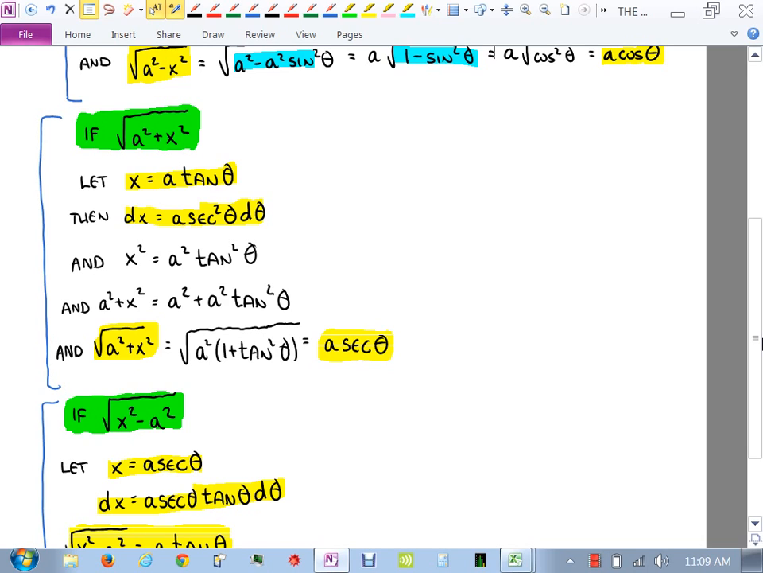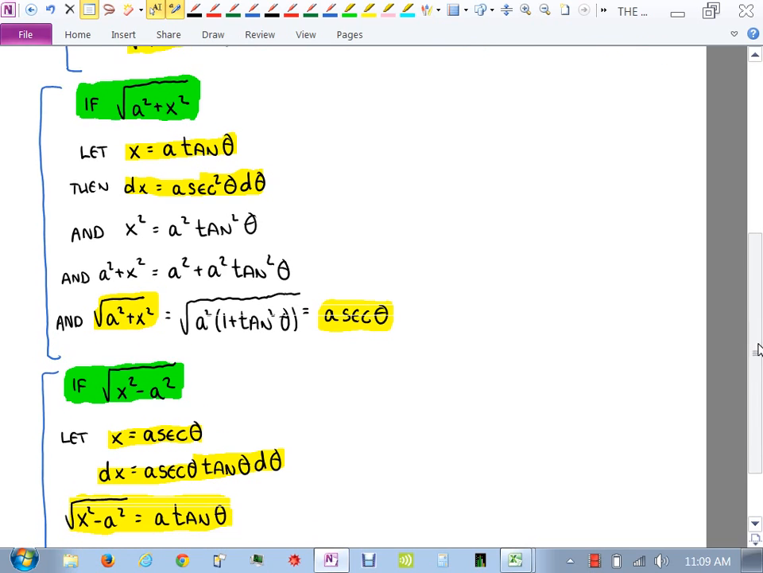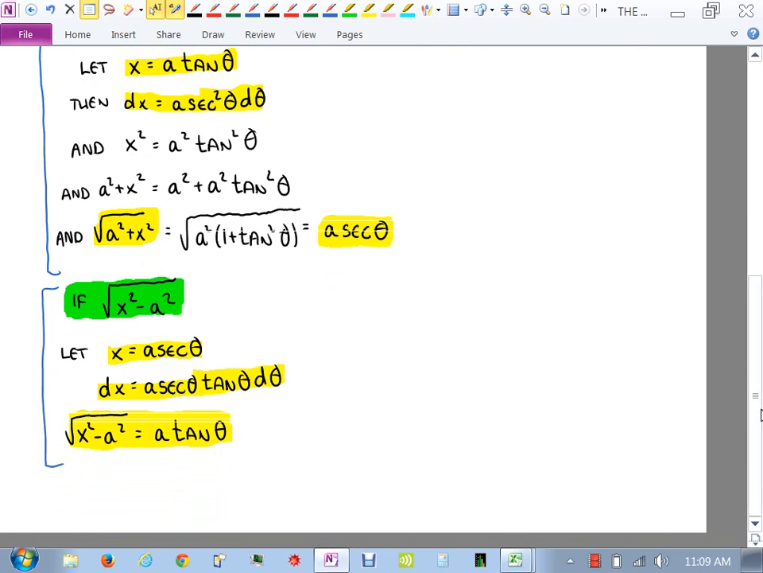And then the last one would be if you have your variable squared minus your number. For this one, you let x be a secant theta. There's your derivative. I didn't even show all the work. And then here's what that root would turn into, a tangent theta.